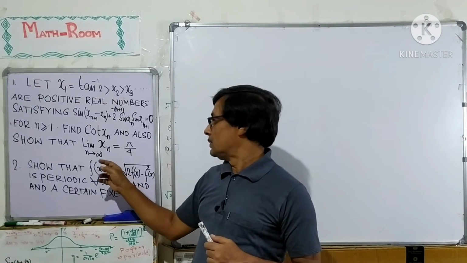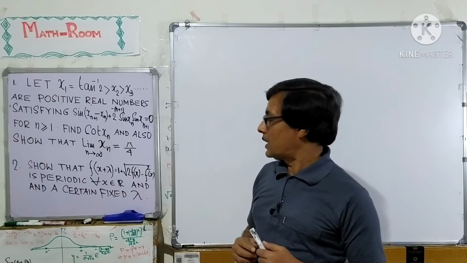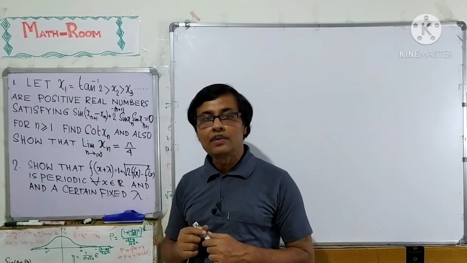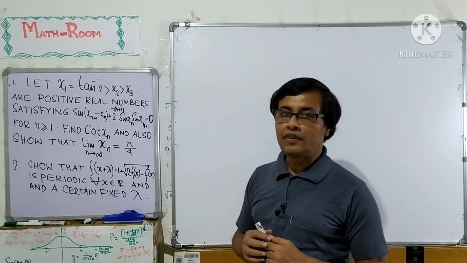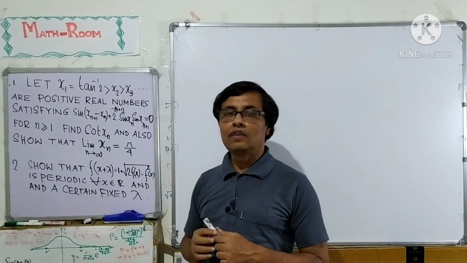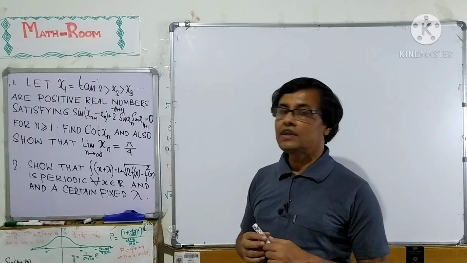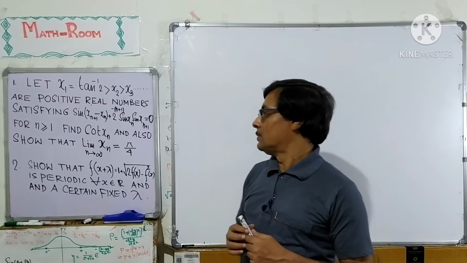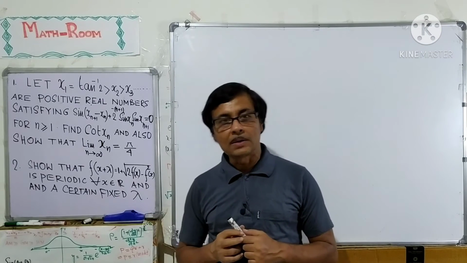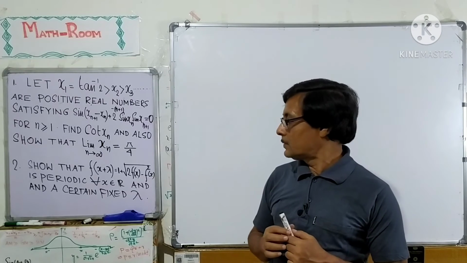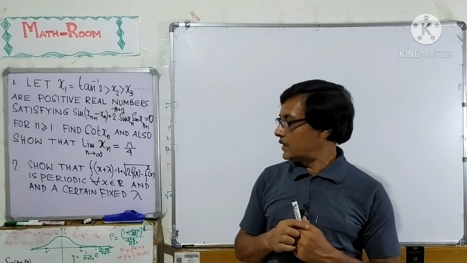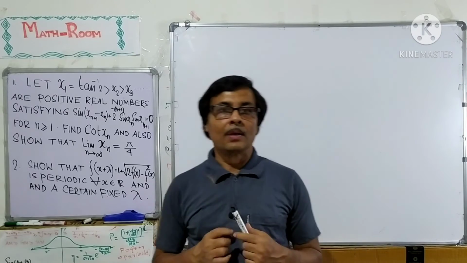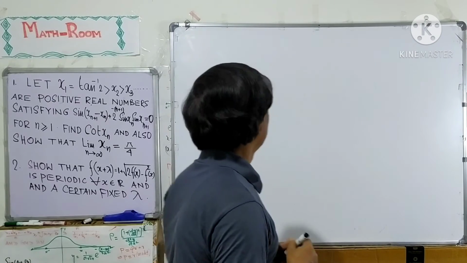We have to show that the function f x is periodic, and the relation is given as f of x plus lambda equals 1 plus square root of 2 f x minus f square x. We have to show that f x is periodic for all x belonging to R, and lambda is a fixed real number. Now, let us begin.